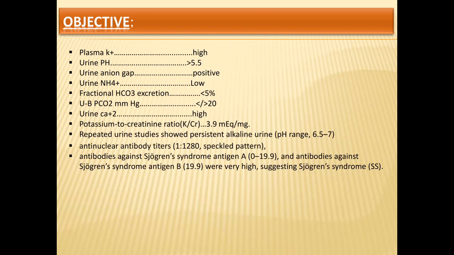Repeated urine studies show persistent alkaline urine, and her antinuclear antibody test was also run. Antibodies against Sjogren's syndrome antigen A and antibodies against Sjogren's syndrome antigen B were very high, suggesting Sjogren's syndrome, as she has the symptoms of dry eyes and dry mouth. So we can say that after this test it's confirmed that she also has Sjogren's syndrome.